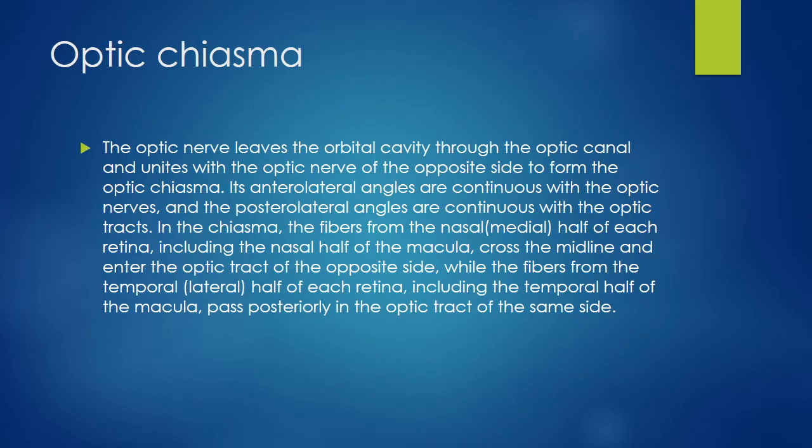After the optic nerve emerges through the optic canal and reaches the middle cranial fossa, it unites with the optic nerve of the opposite side and forms the optic chiasma. Here its anterolateral angles are continuous with the optic nerves and the posterolateral angles are continuous with the optic tract.